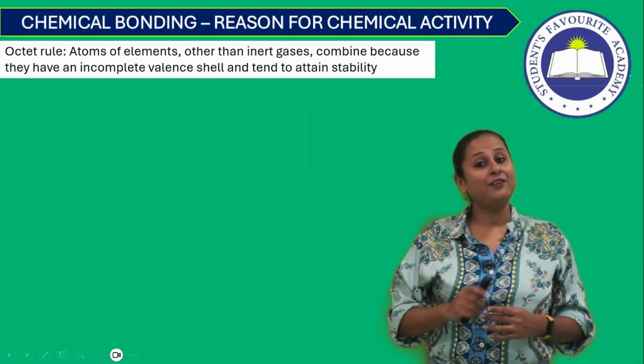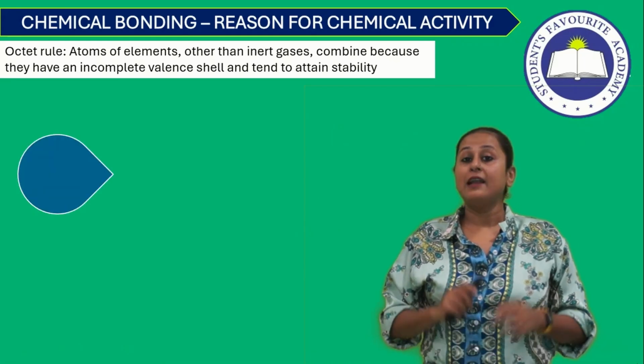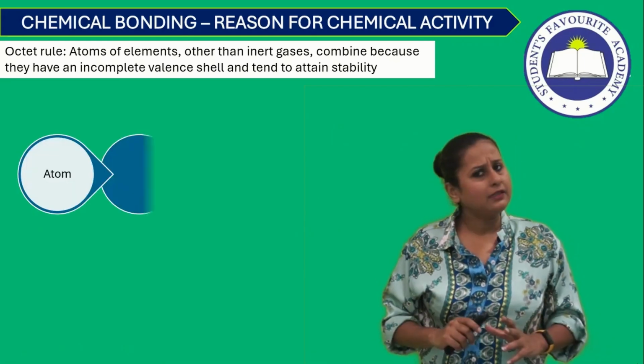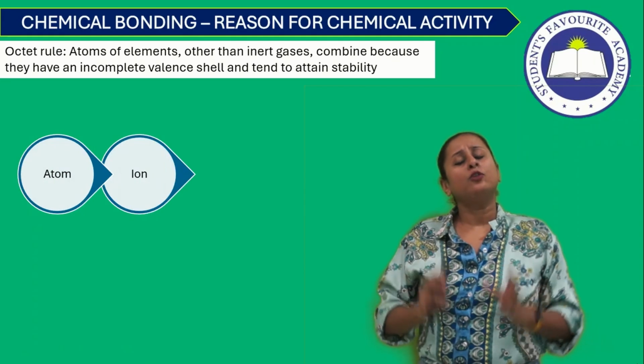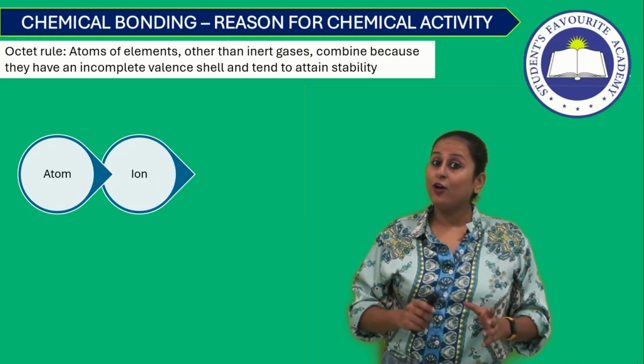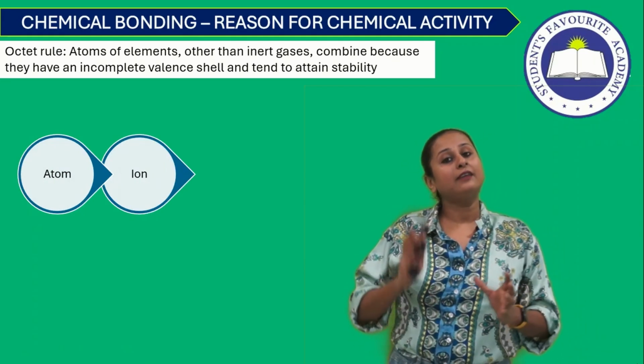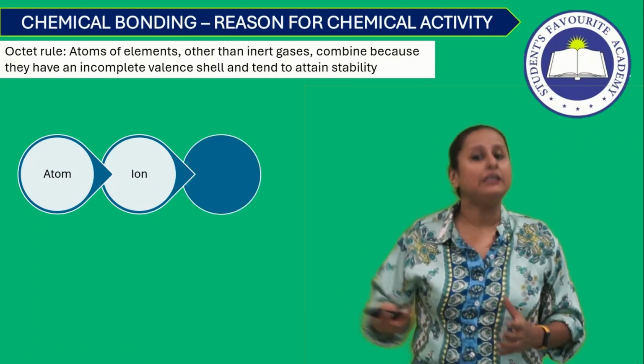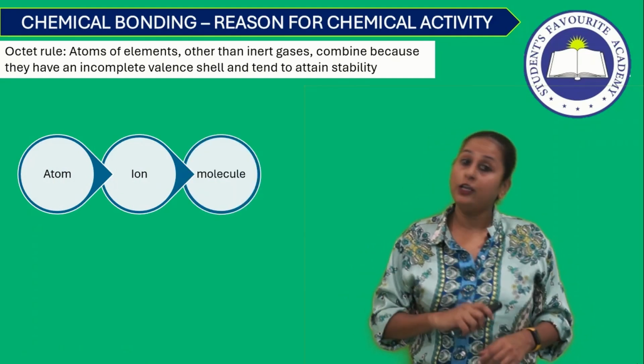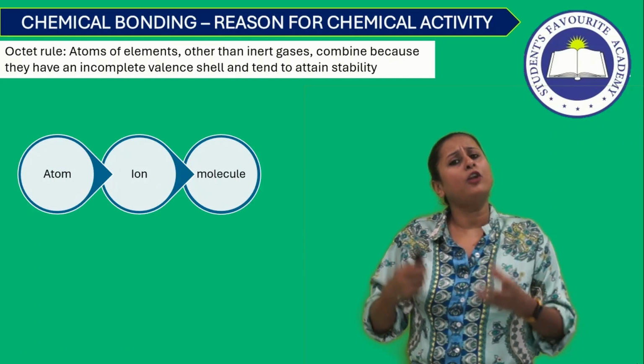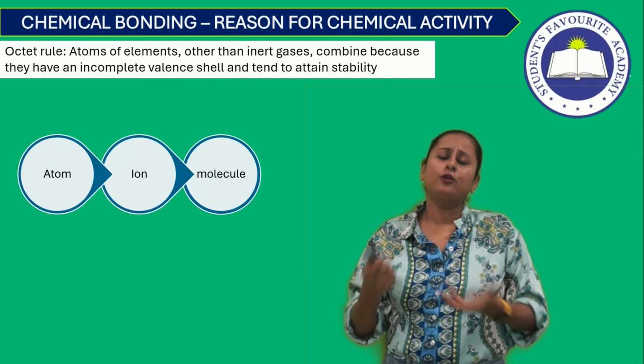So children, as we have learned in our previous part, an atom loses or gains electrons usually to become an ion. This ion gets a charge. It attracts another, or you can say oppositely charged ion, to form a molecule. Now this molecule is a molecule of any compound, for example a molecule of NaCl.